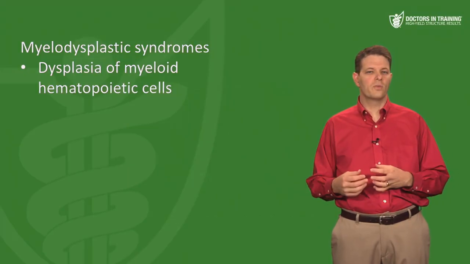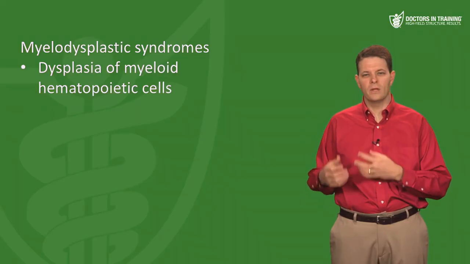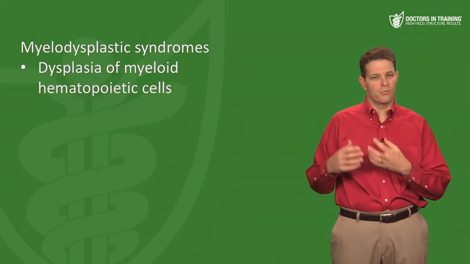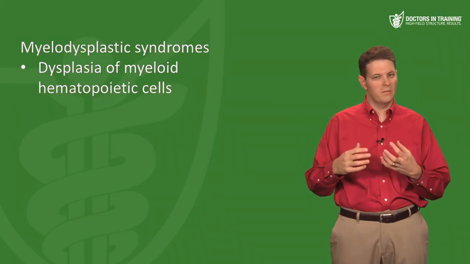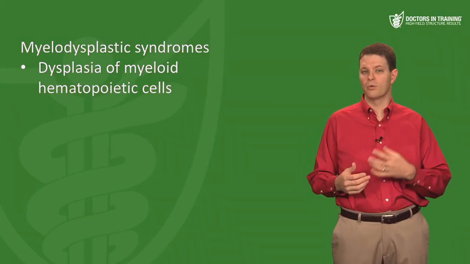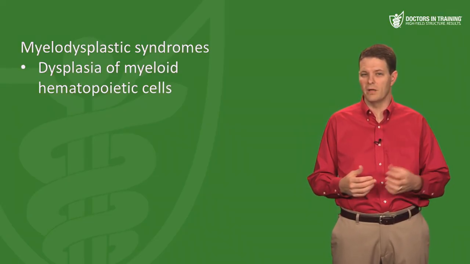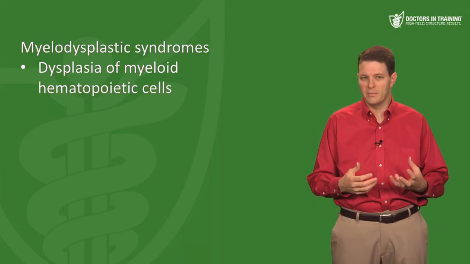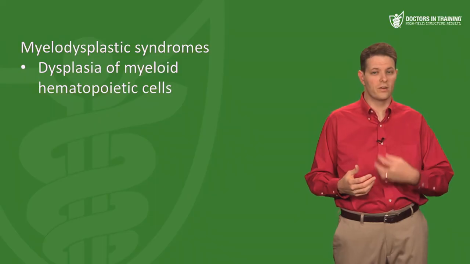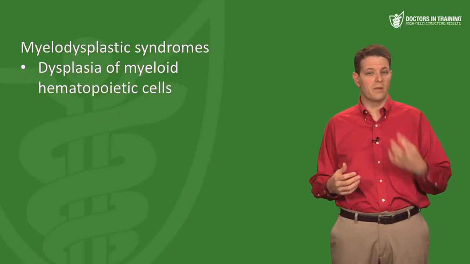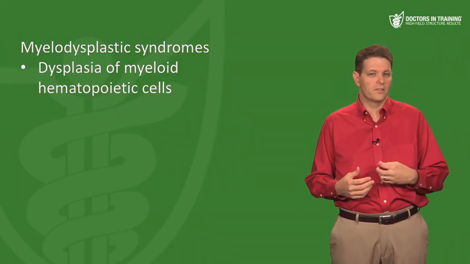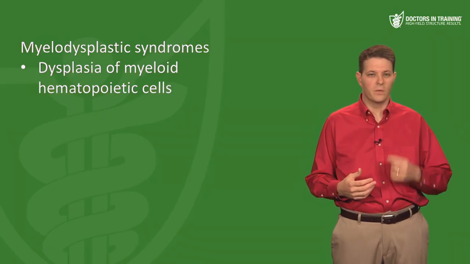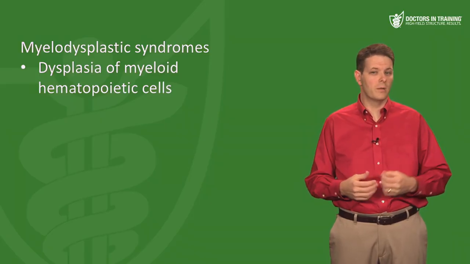Myelodysplastic syndromes are disorders in which there's dysplasia of the myeloid hematopoietic cells. And again, it's a pre-leukemic state. It's not leukemia yet, but there's concern that it could progress to leukemia, especially AML. Now, just like if you saw cervical dysplasia on a pap smear, you'd be worried that it could progress into cervical cancer. Well, here you have dysplasia of the blood cells, and you're worried that it's going to progress to leukemia. So we keep a close eye on these in case they do become malignant.